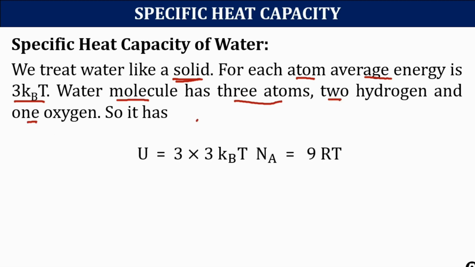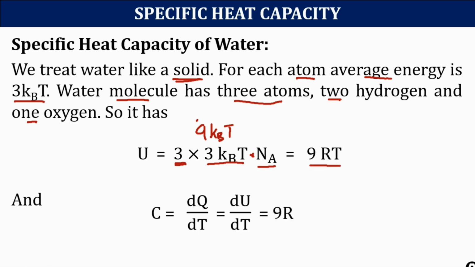Therefore the total internal energy should be equal to the energy associated with a single atom into the number of atoms present in a molecule, which is 9 kBT. When we consider 1 mole of water, there will be Avogadro number of molecules present. Hence it should be equal to 9RT for 1 mole of water. Therefore the specific heat capacity of water, as we have observed, should be equal to 9R.